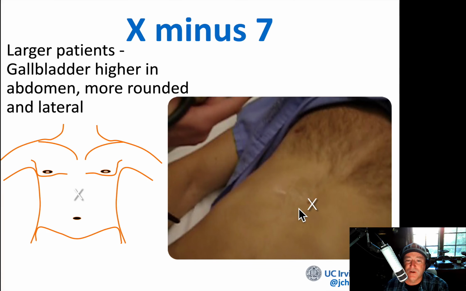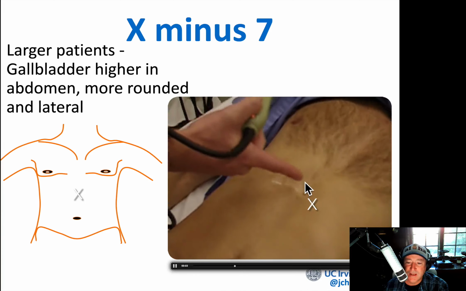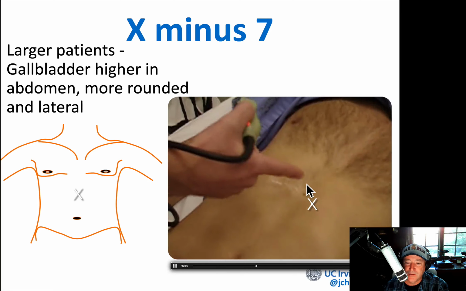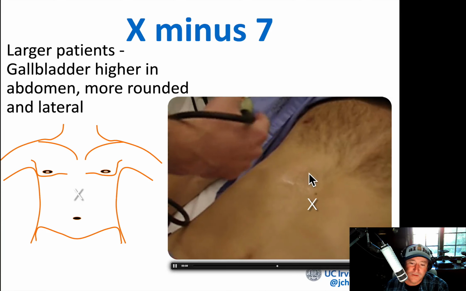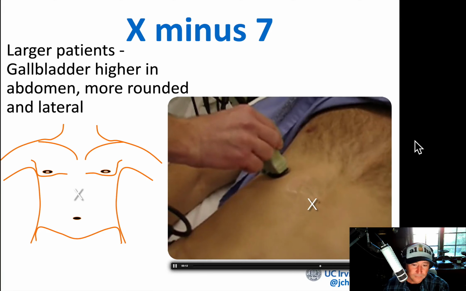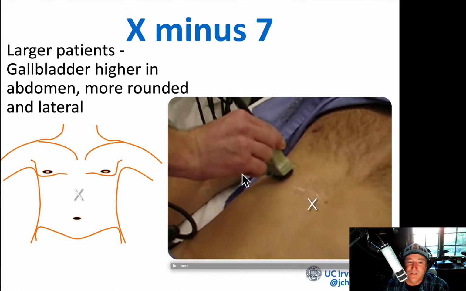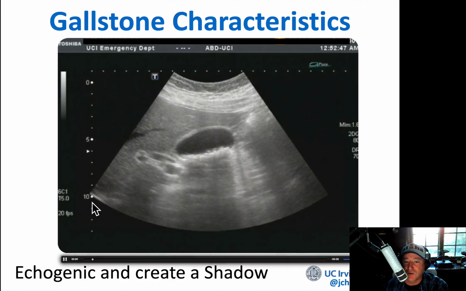And if that still doesn't work, then you switch probes and use the cardiac phased array probe. You're going to do what's called the X-7 approach for the gallbladder. X stands for the xiphoid process, and then 7 centimeters laterally to the right. Place the probe perpendicular to the patient's skin, right on the skin, and more often than not you're going to find the gallbladder in this general area. So that's the idea. This X-7 works better in patients who are a little bit larger.